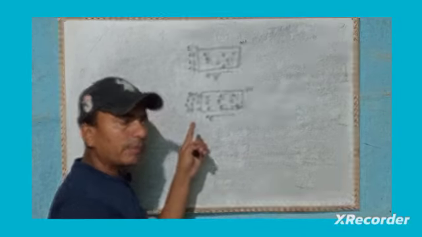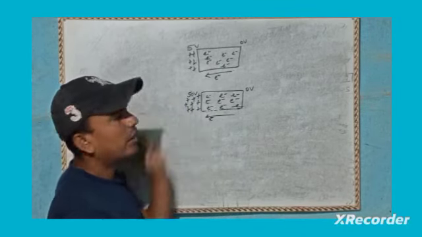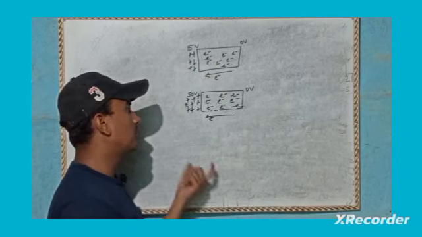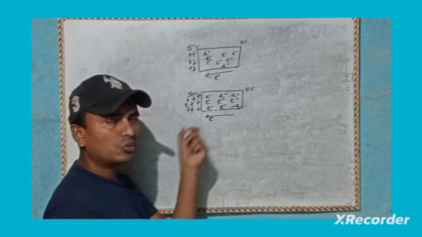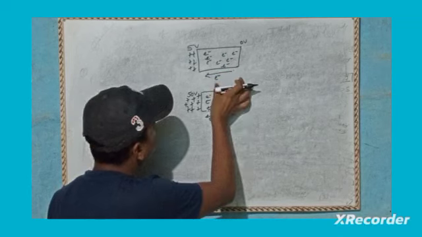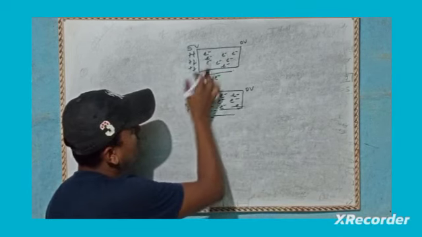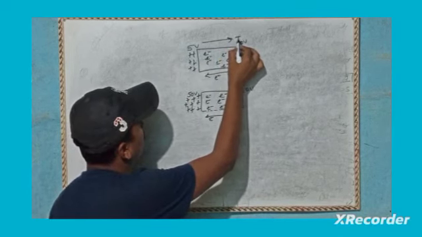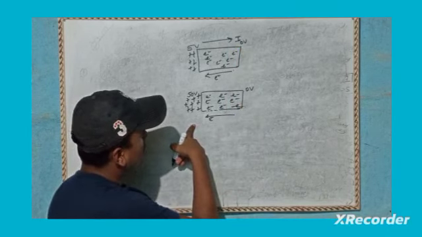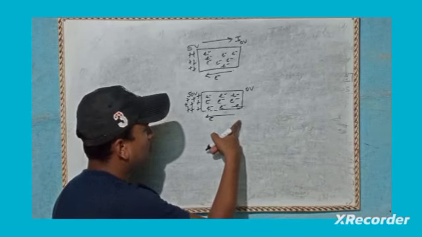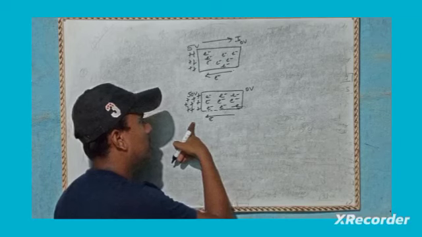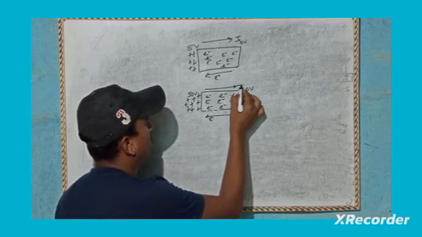As I explained in the previous lecture, the current direction is the direction of positive charge, or you can say it is opposite to the electron direction. Suppose here the electron direction is this, then the current flow I is in the opposite direction. Similarly here, the electron direction is this, so the current direction is that.